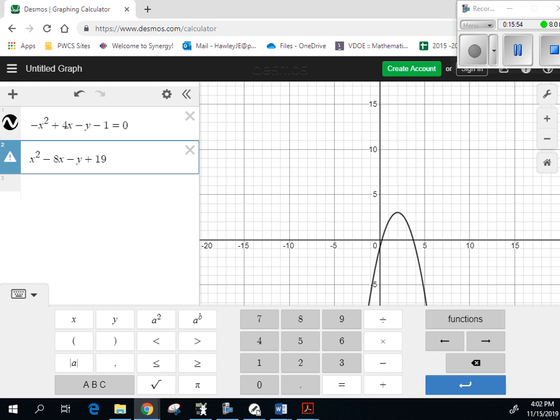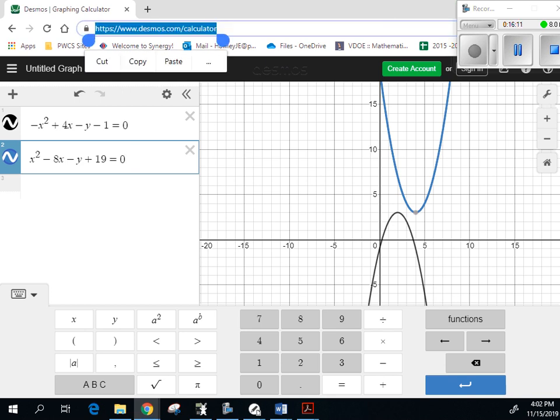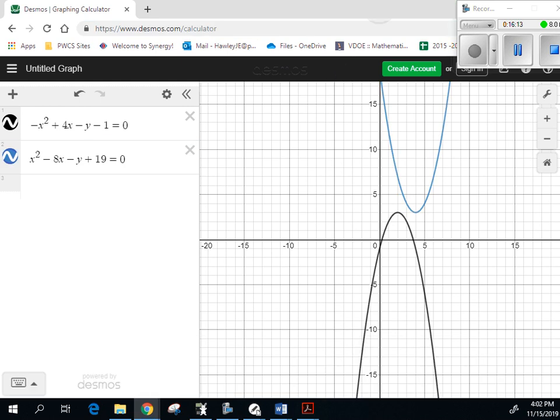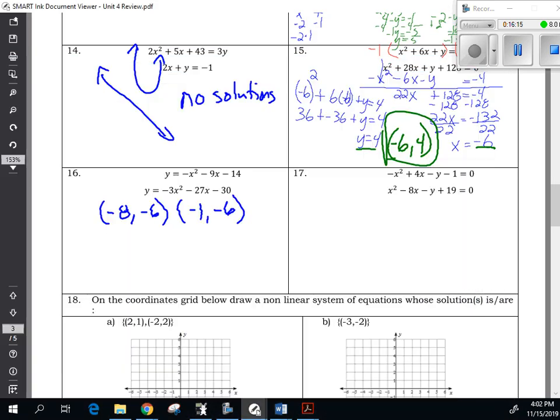And I look at this right here, and I can already see that these two don't intersect, so this is one of those problems where the answer is no solution. So this one right here would be no real solution. All I'm asking for is real, imaginary, or if they intersect, that's what we're going to be looking at.